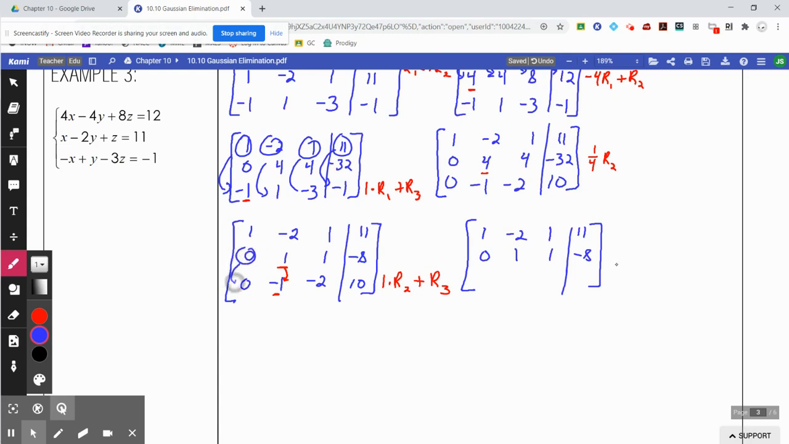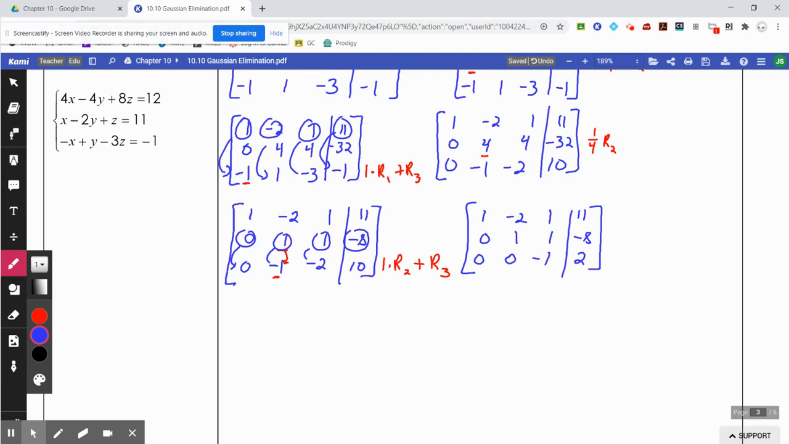Multiply by 1, add it to this is still 0. Multiply by 1, add it to this is 0. Multiply this by 1, add it to this gives me -1. Multiply this by 1 is -8. Add it to 10 gives me a 2. So we're nearly finished. The only thing is now our third row, we need this to be a +1. And we can very easily change that by simply multiplying them both by -1. And instead of recopying it, I'm just going to change it. Multiply this by -1 makes it a +1, and that makes this a -2.